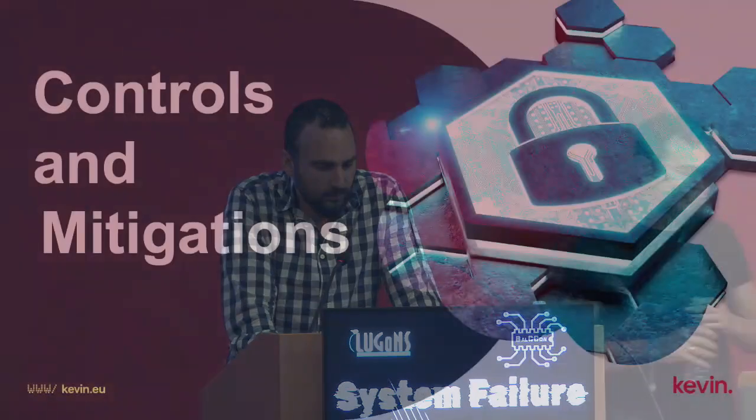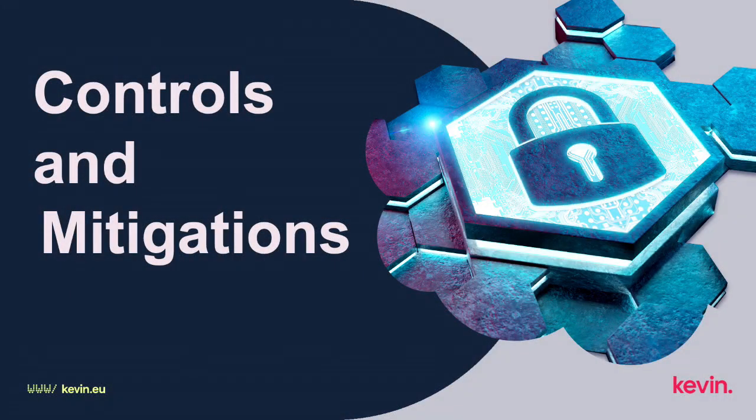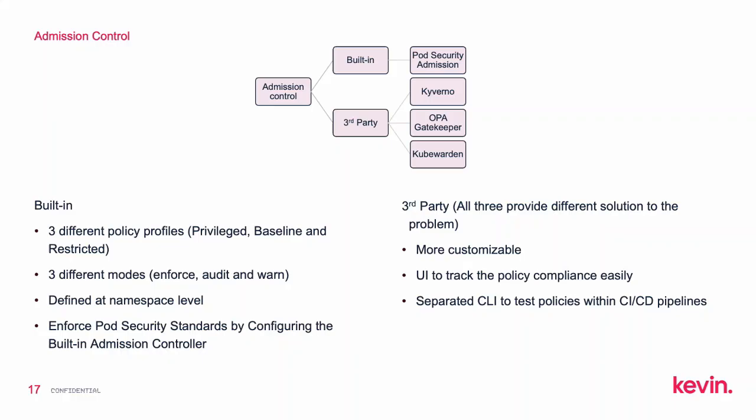Yeah. In this stage, we are going to talk about controls and mitigations for Kubernetes deployments. So, an easy way of actually preventing these things from happening is to enforce some admission control. There are a few different admission controls, some that are already built in, such as pod security admission, and there are some third-party ones like Kyverno, OPA Gatekeeper, and Kubewarden.